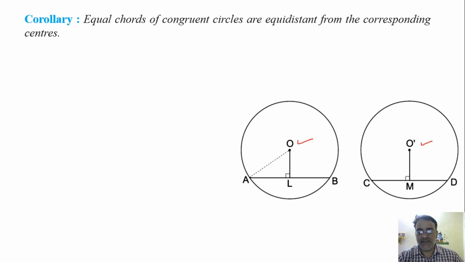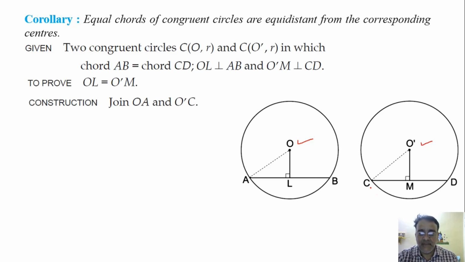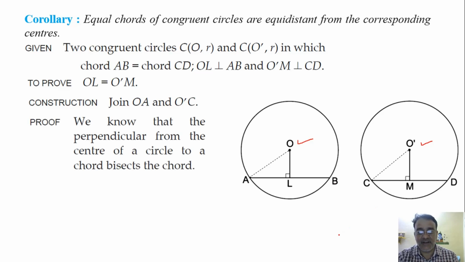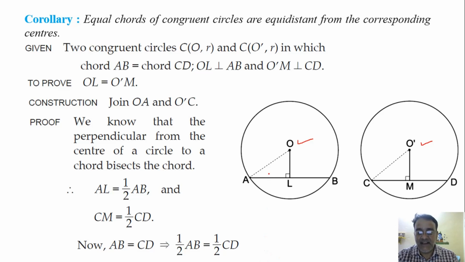So इसमें भी construction हम लोग वैसे ही करेंगे जैसे उसमें किए थे, join OA and O dash C. Now we'll take these two triangles, but before that, the same thing we used there, perpendicular drawn from center to chord bisects the chord. So AL is equal to half of AB, CM is equal to half of CD. Same step. Okay, and AB is equal to CD, it is given, so half of AB will be equal to half of CD, and this will imply AL is equal to CM.